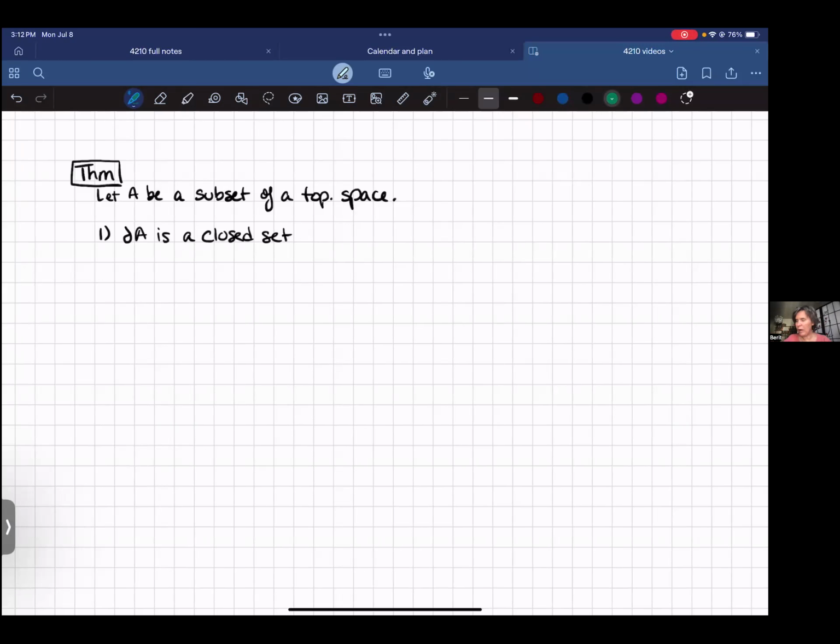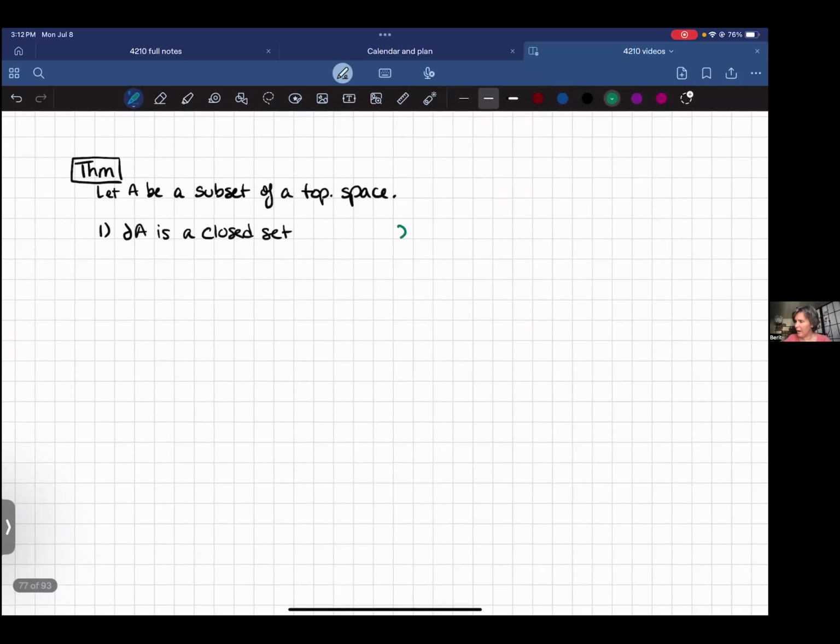Why would that be true? Why would the boundary be a closed set? Well, the boundary of A is the closure of A minus the interior of A. And the meaning of doing minus a set is the same thing as intersecting with the complement of the set. So this shows that the boundary of A is a closed set minus an open set, which is the same as a closed set intersected with a closed set. The intersection of two closed sets is closed, so the boundary of A is closed.